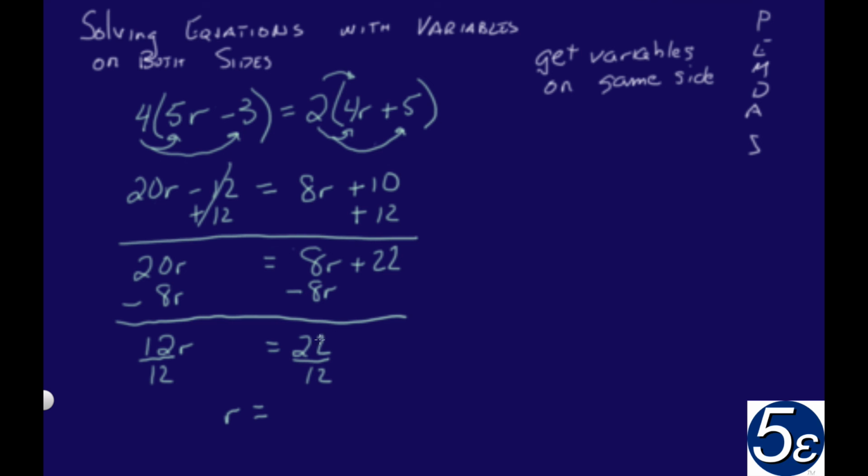And we can simplify. To do it step by step, we can divide the top and bottom by 2. We end up with 11 over 6. And so the final answer is 11/6. r is equal to 11/6.